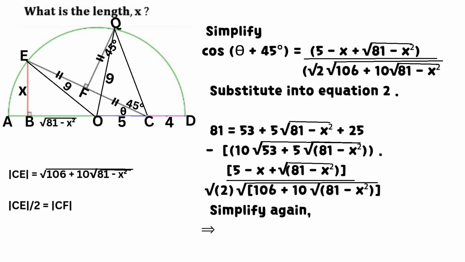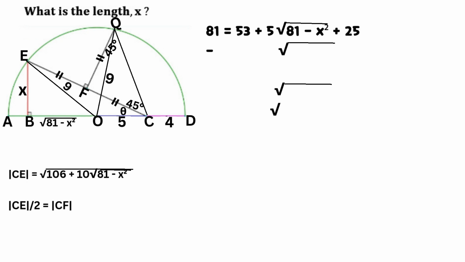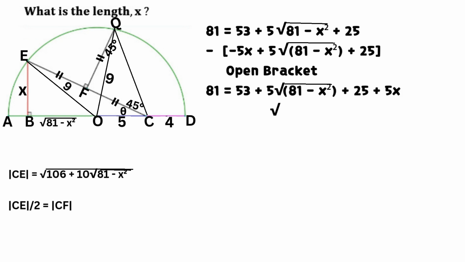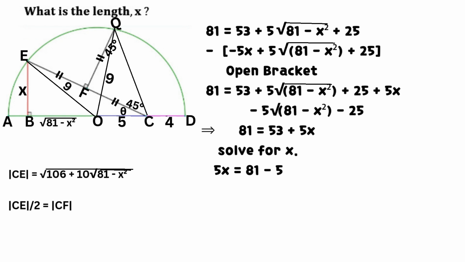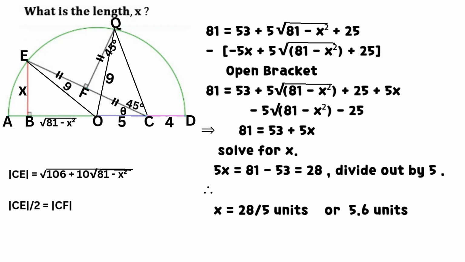Then, simplify the right-hand side of this new equation by performing basic arithmetic and algebraic processes. We have that 81 equals the sum of 53 and 5 times the square root of 81 minus the square of x plus 25 minus, in bracket, the sum of negative 5 times x and 5 times the square root of 81 minus the square of x plus 25, as shown on the screen. Open bracket, so that we can cancel equal terms with opposite signs.